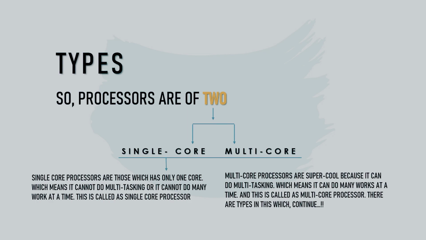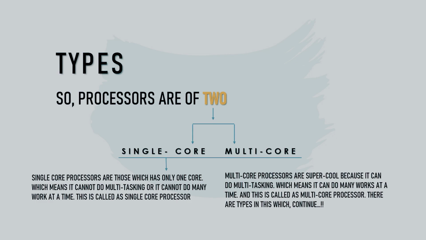The definition is like this, but let us know what it means. A single core processor does only one single work at a time. If you give a command to the computer, it does that, and after that particular command you should give another command so that it can do that. That means it can do only one work at a time, and it cannot do too many works. That means it cannot do multitasking.